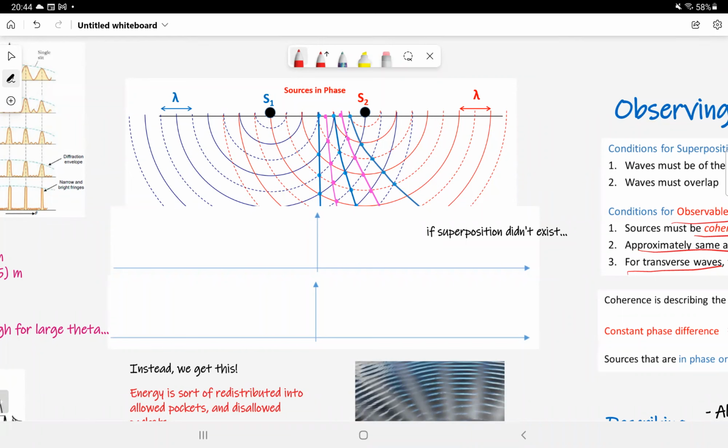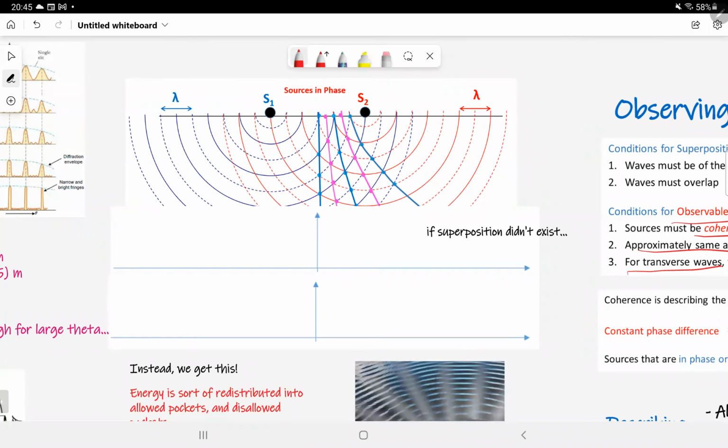Let's imagine that the solid lines are the crests and the dotted lines are the troughs. Whenever crest meets crest, we have constructive interference, and therefore the amplitudes add together. So along the blue lines is where all the crests meet crests and troughs meet troughs. You connect them to get the blue lines, and you have constructive interference at these positions.